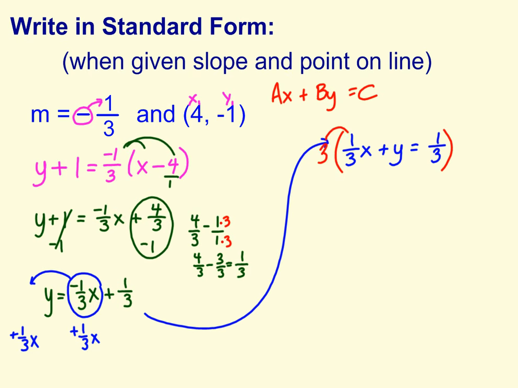So you can do this on your calculator if you prefer. 3 times 1/3 is just 1x or just x. 3 times y is 3y. And 3 times 1/3 is 1. And there's our standard form.